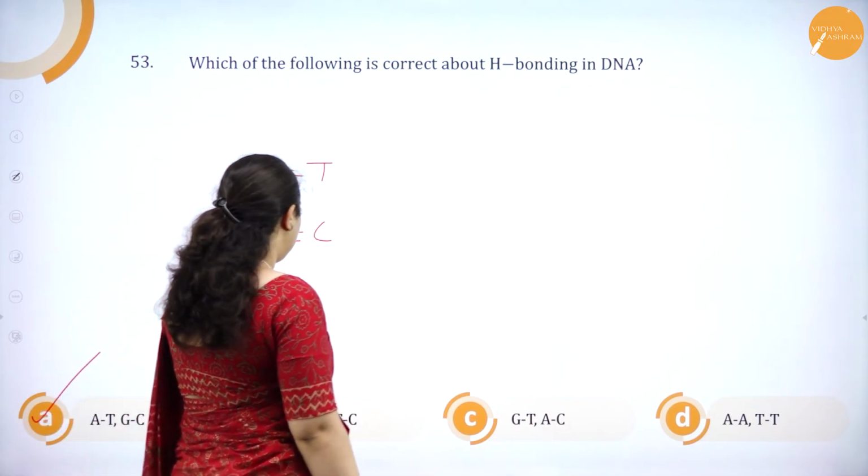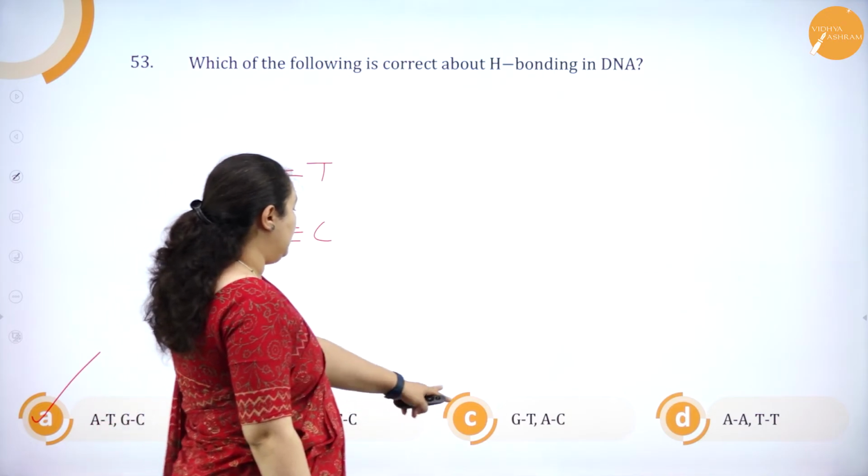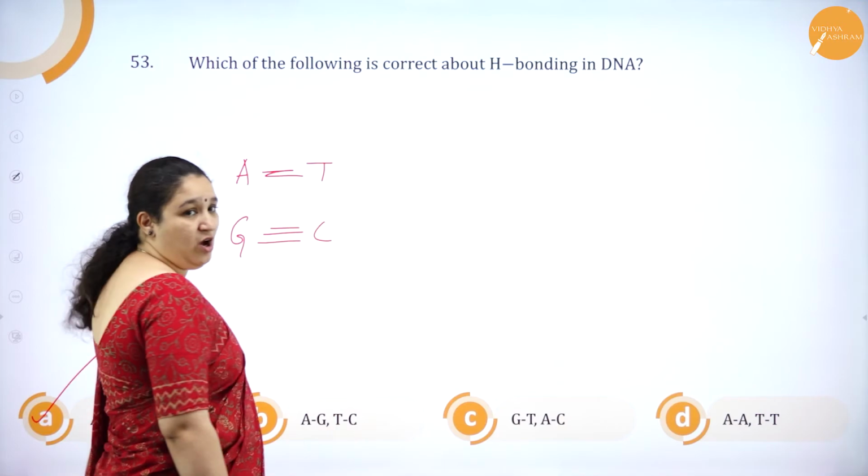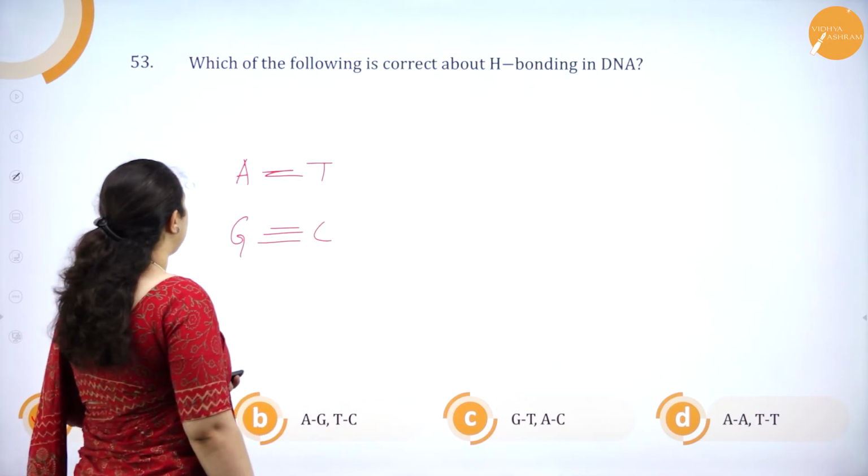Option A, G, T, C, it is wrong. G and AC, again it's wrong. AA and TT is wrong. So obviously option A is the correct answer.